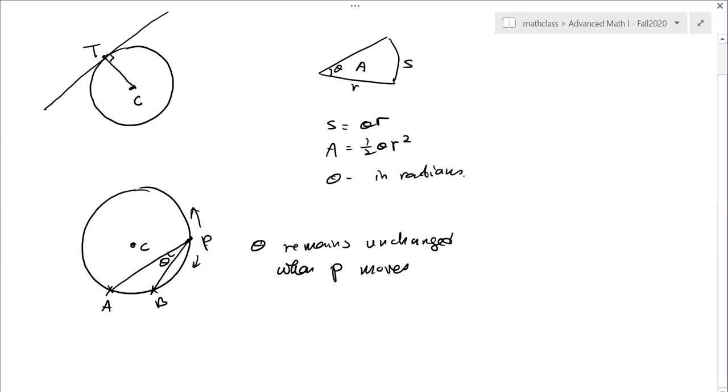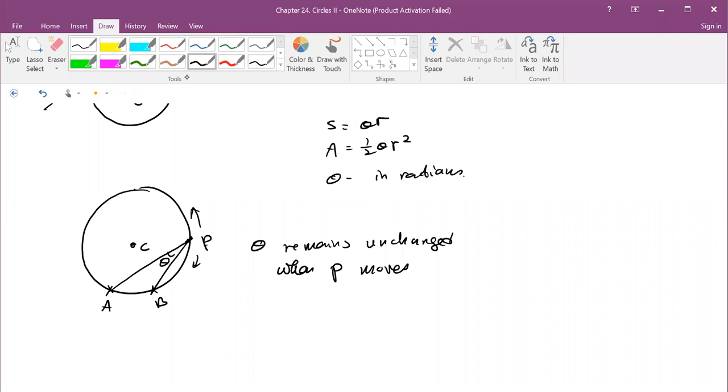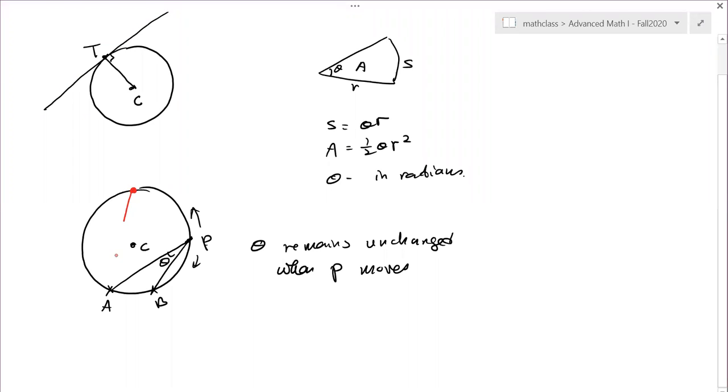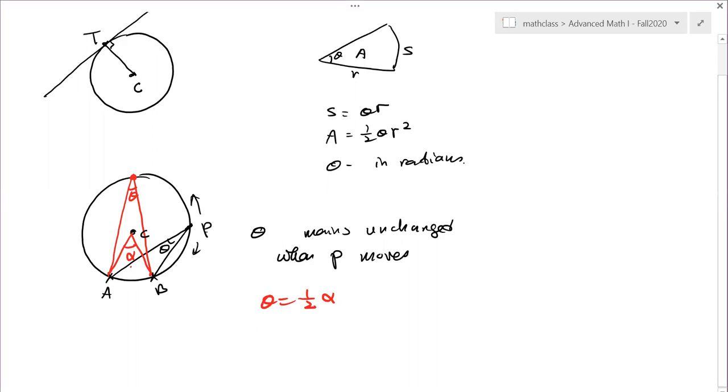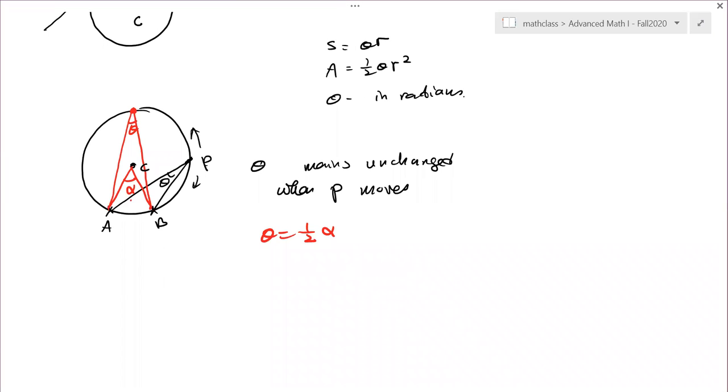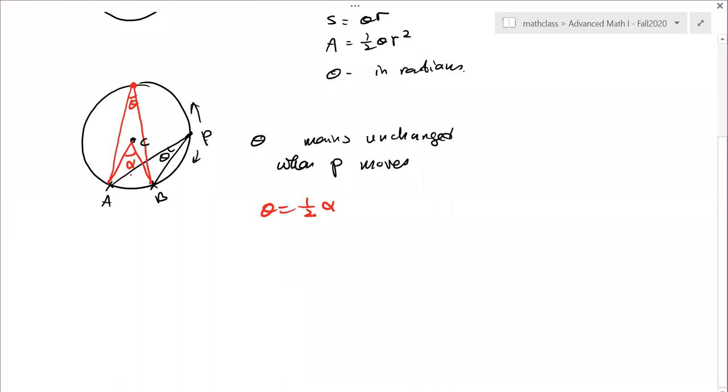So the special case is when P is right above the center. So you connect, and this will also be theta. It's the same theta. It doesn't matter where the location of the point is, as long as AB is fixed. Then one can show that theta is going to be half of the angle alpha. So theta actually is half of alpha. How do you prove that? Let's see if we're able to prove that or not.